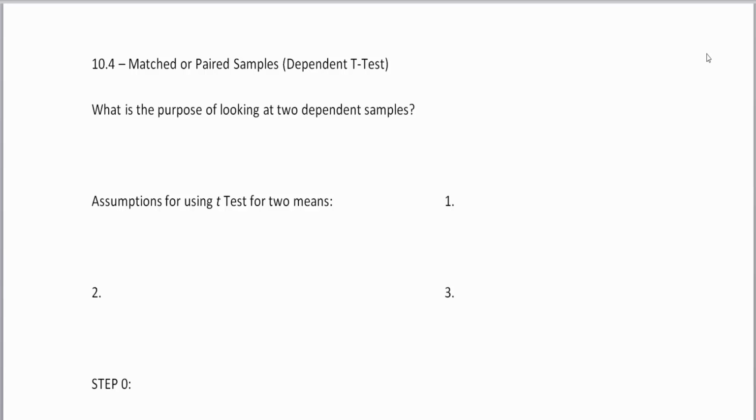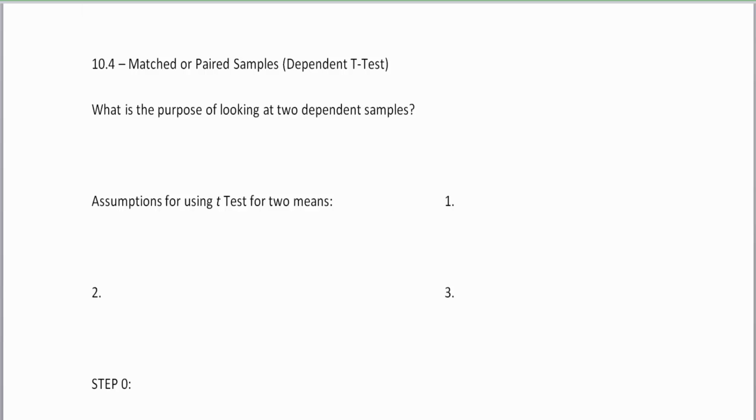Okay, so for our last type of problem we're going to do in Chapter 10, we're going to look at matched or paired samples, which is a dependent t-test. Now, in all of the previous examples that we've done so far in this chapter, we've dealt with two different independent samples. And the independent samples meant that if you belonged to one of the test groups, you actually couldn't belong to the other test group. So what this means now is that we have a dependent example.